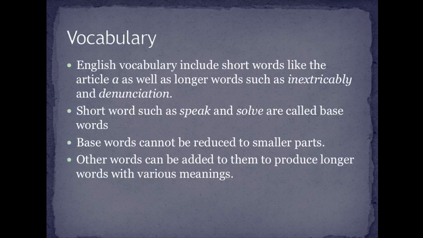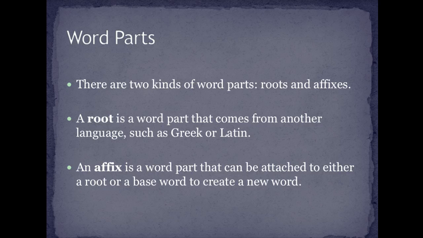In our own vocabulary, we have short words like the article a, as well as longer words such as inextricably and denunciation. There are some short words such as speak and solve that are called base words. Base words cannot be reduced to smaller parts, but other words can be added to them to produce longer words with various meanings. There are two kinds of word parts, roots and affixes.